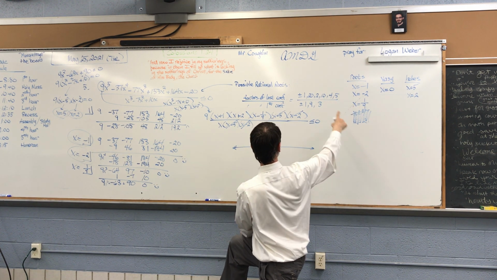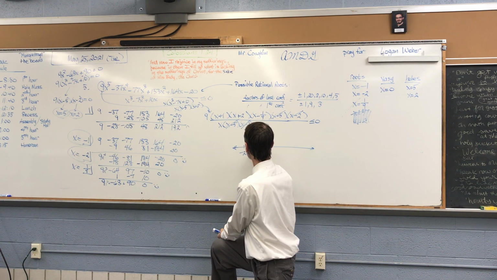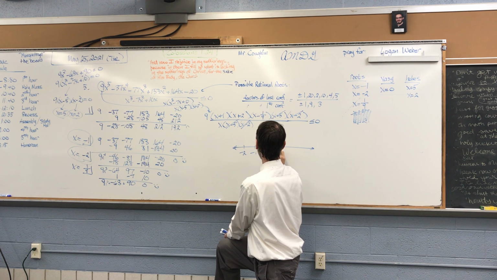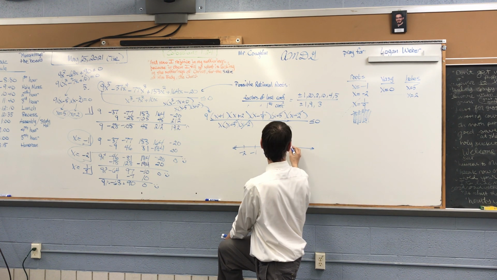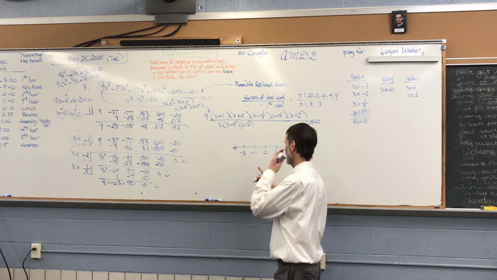So list all of those in order. -2, -1, 0, 1, 9, 2, and then 5. I'm not drawing these to scale, that's why the spacing is so bad here, but I'm just trying to make it easy.